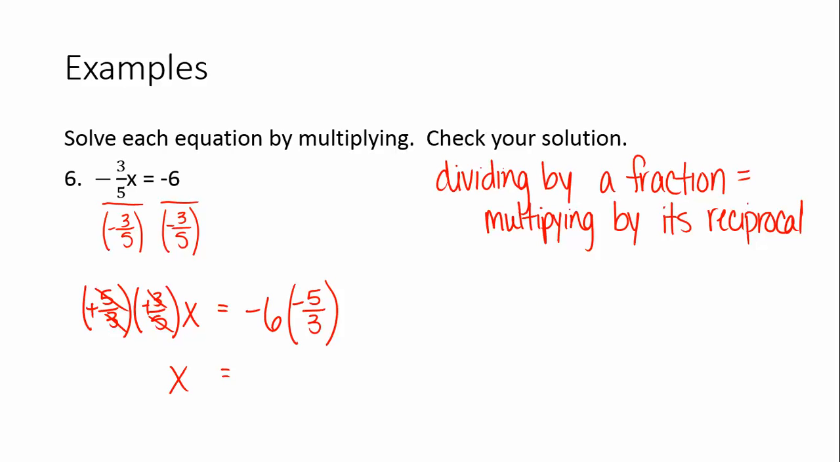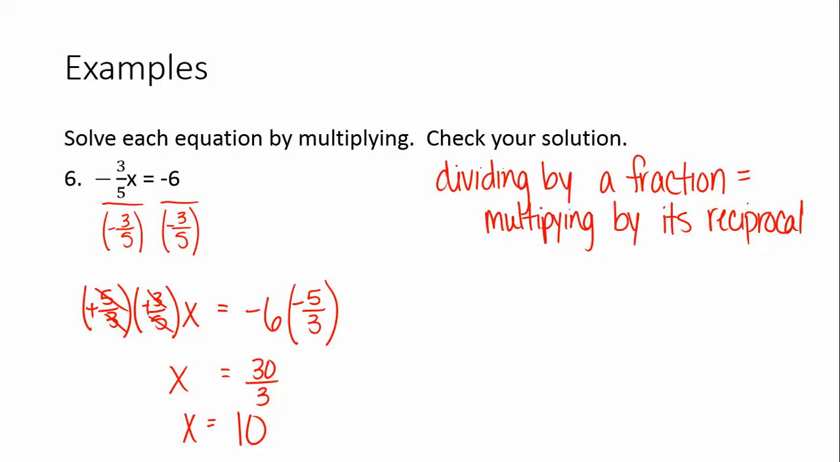What happens on the right-hand side? Remember multiplying a fraction by a whole number? You can put it over 1, or we take negative 6 times the numerator negative 5, that's 30, and we divide it by 3. This answer reduces. You always want to reduce your fractions. What is 30 divided by 3? It is 10. And why is my answer positive? Because a negative times a negative is a positive.